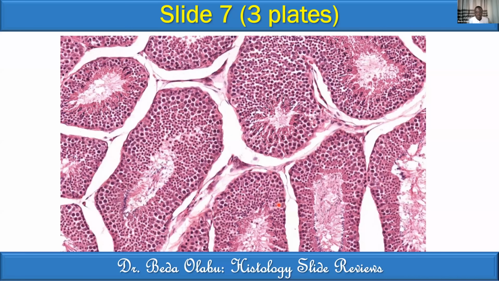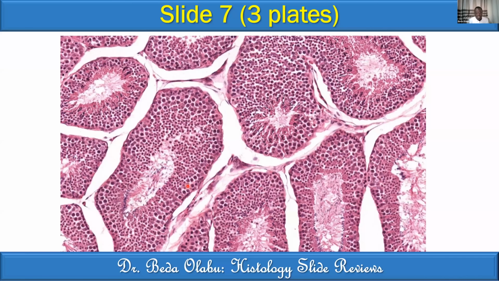Apart from that, we also have the myoid cells. Myoid cells are contractile cells. They are found largely on the basal side, like this one. Those are myoid cells. They are flattened out on the basal side of the tubule. And lastly, we have the Sertoli cells. Sertoli cells are the supporting cells of the seminiferous tubules.